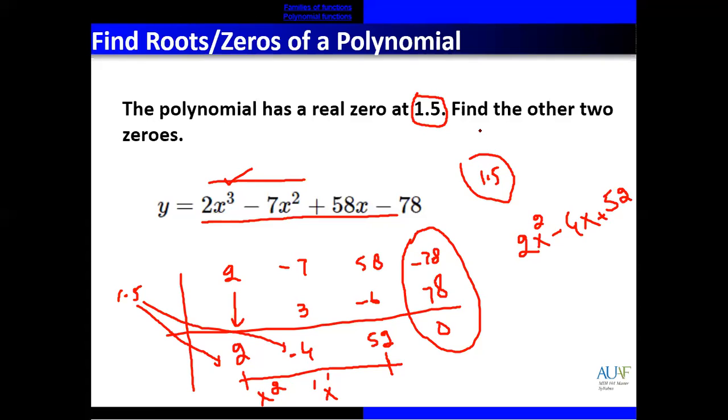We have 1 root 1.5. Now you can easily solve this one. You can easily solve with the help of factorization, completing square, and quadratic formula. So then you can find two others. So totally there will be three factors, three zeros for this function. Clear? It was confusing, sorry. So let me discuss another one.